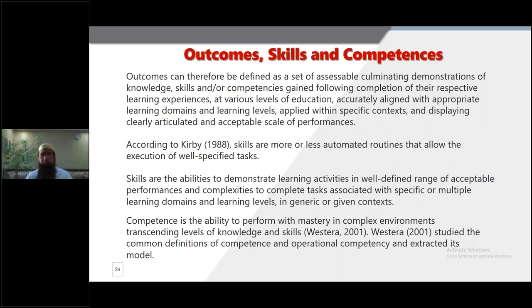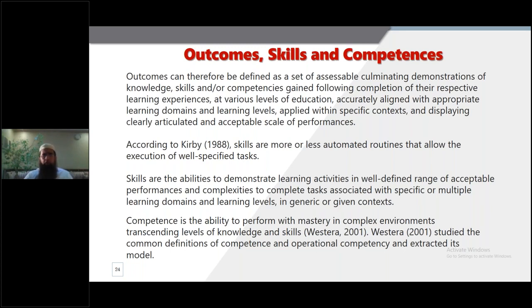Now, what are skills? They are automated routines, and these are demonstrated learning activities in a specific range of acceptable performances and complexities. Again, they are very specific, related to some learning domains and learning levels. And competence is mastery in complex environments, the transcending levels of knowledge and skill. So there's a little more detail here into the differences, but these are just at the definition level, so that we understand that all of these are outcomes. Skills and competencies are also outcomes, but they are more specific. When we go to competence, the performance is at a level of some kind of mastery, which is accepted in that particular context.